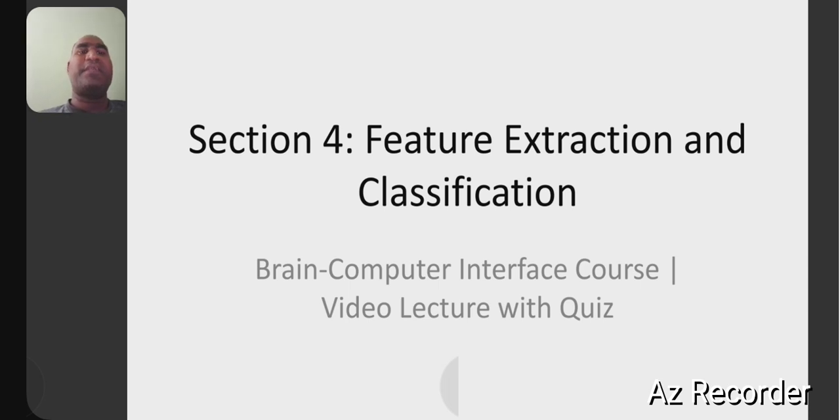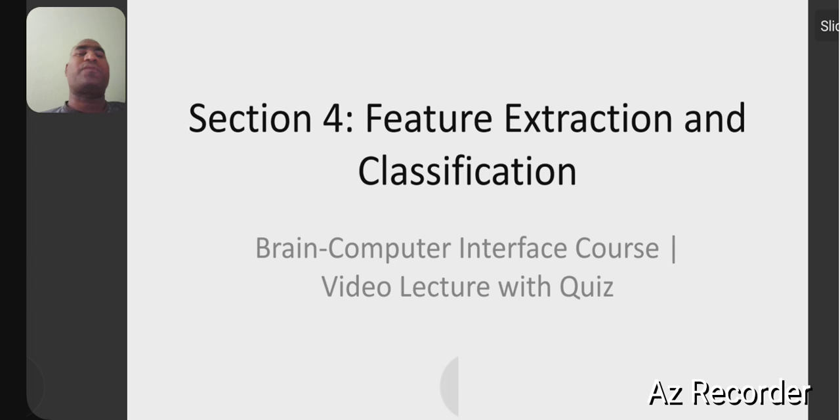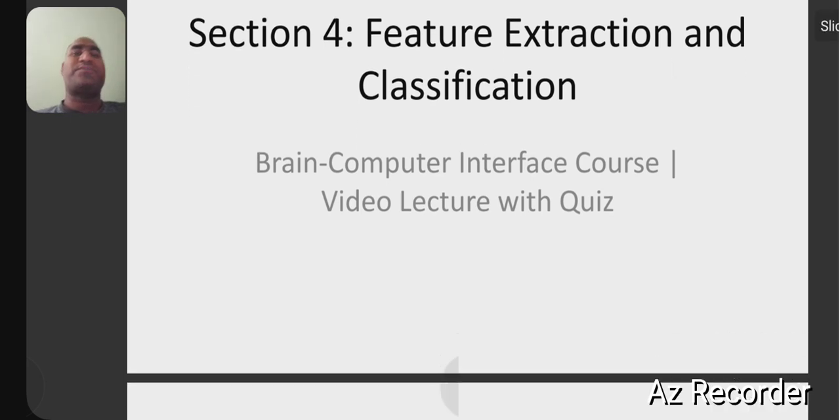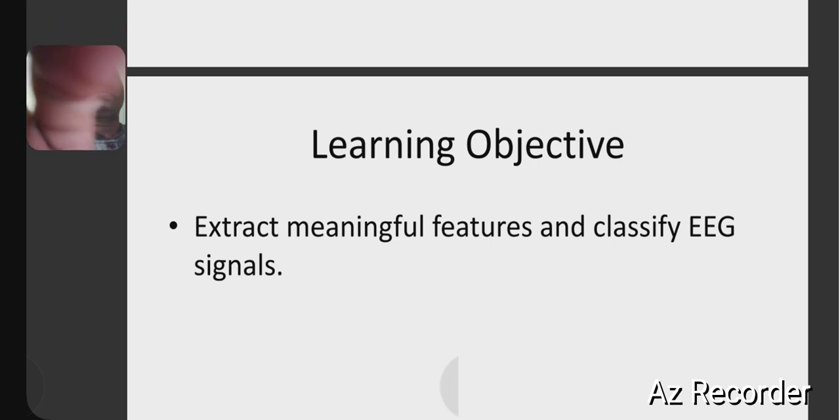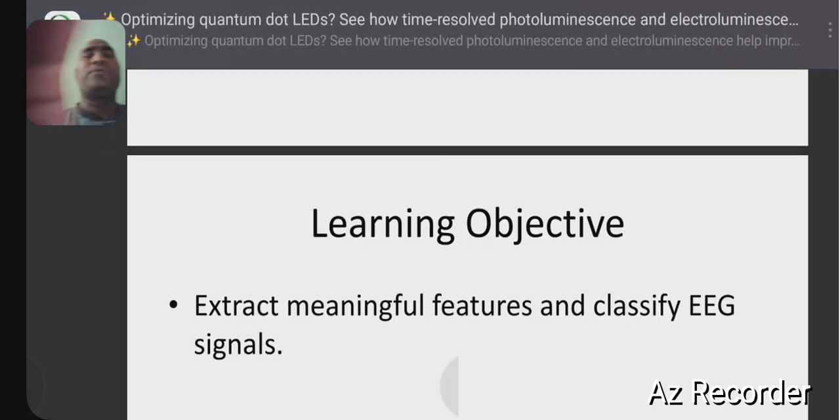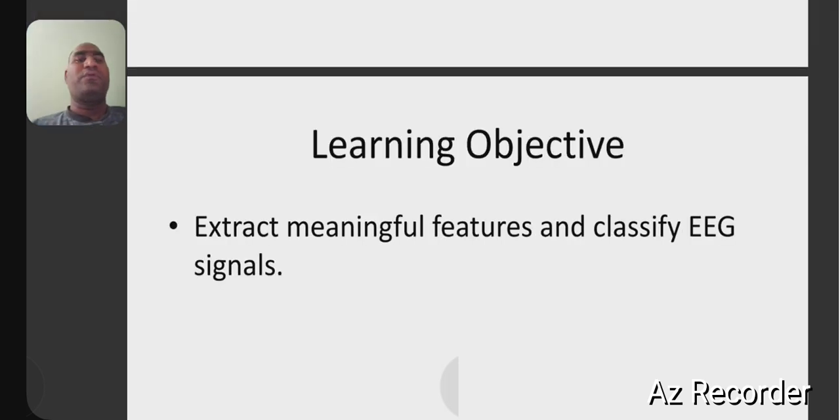is feature extraction and classification. They are the two steps afterwards of the pre-processing. So we will start the lecture and we will learn about feature extraction and classification in machine learning concepts. The learning objective is to extract meaningful features and classify the EEG signals. So extracting the features, that is feature extraction, and then we will go for classification of EEG signals.